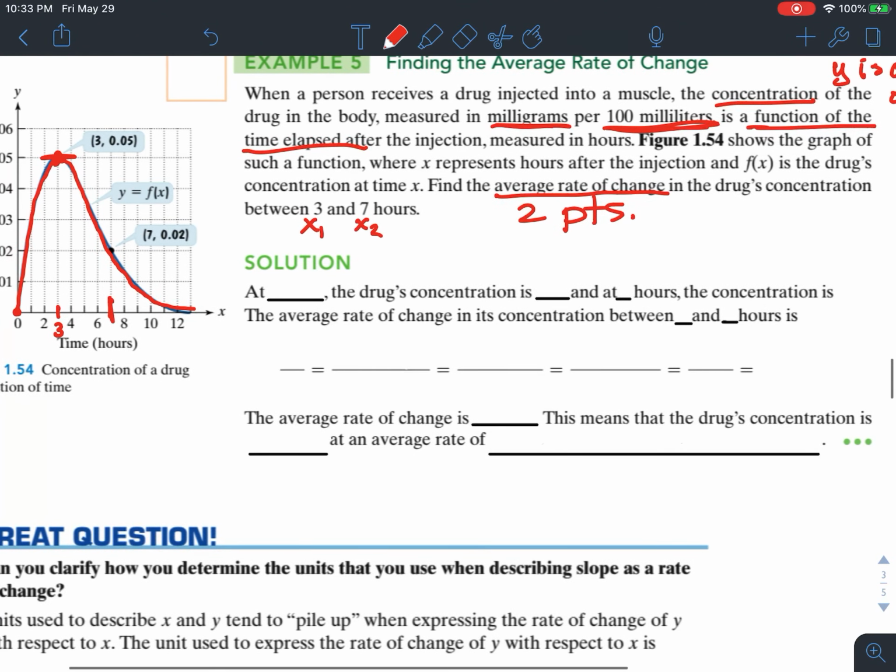So then we're going to go to the graph. We're going to pick off our points. So at 3 hours, the drug's concentration is 0.05. And that's milligrams per 100 milliliters.